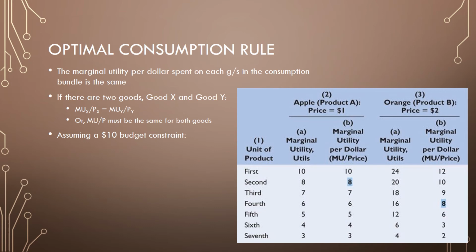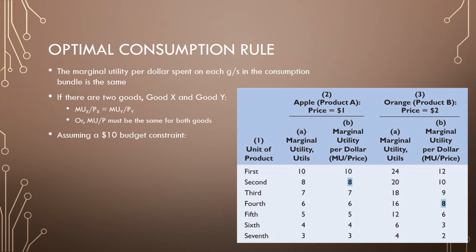So again, you have how to figure that out. If there are two goods, good X and Y, the marginal utility of good X divided by the price of good X equals the marginal utility of good Y divided by the price of good Y. Or like I said, MU divided by P has to be equal for both.